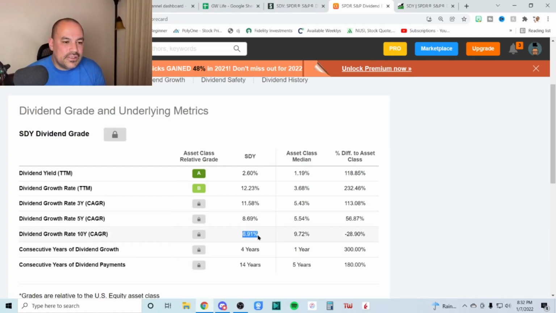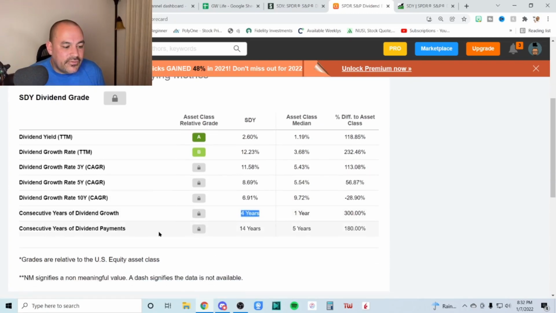What happens is over long periods of time, some of these companies are really old, like AT&T, right? They've only increased their dividend about 2% every year for so many years. So that kind of drags down this ETF, since it is yield weighted heavy to the top. Consecutive years of dividend growth right now sitting at 4 years, and consecutive years of dividend payments, 14 years.